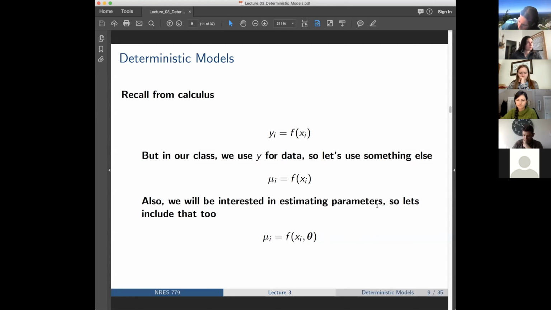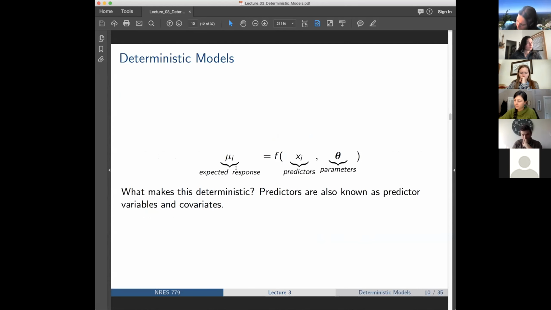Okay, so that's some notation on our function. Again, mu i is the expected response, x i are predictor variables, and theta will be the parameters we're going to estimate. What makes this deterministic is that if we provide an x, there's only going to be a single output. There's a single spot on that line for any value of x.